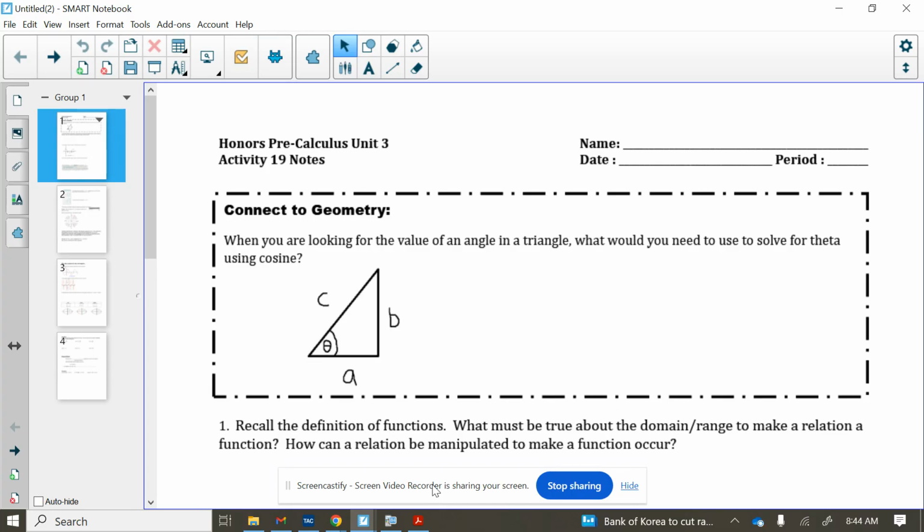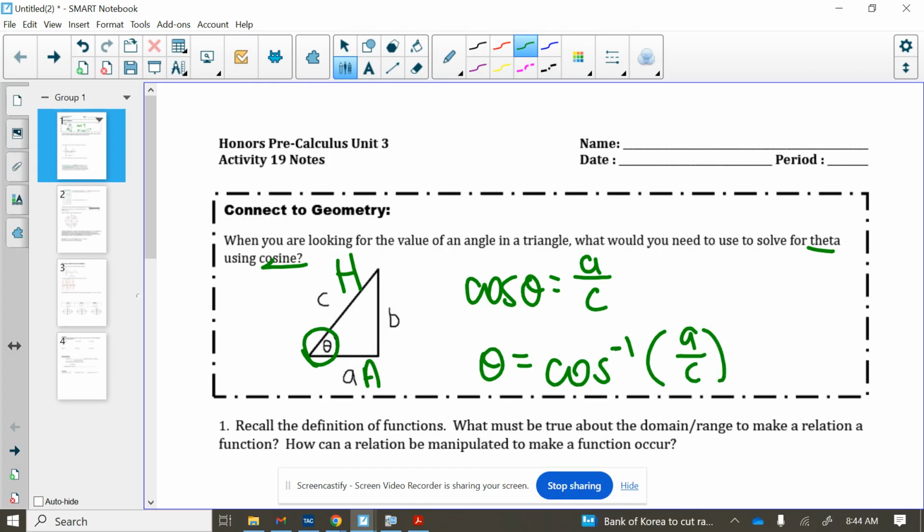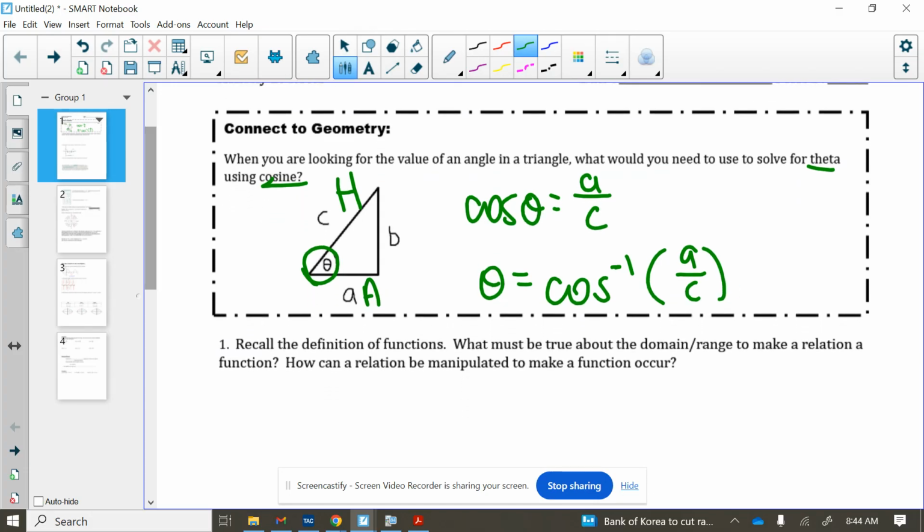If we connect this back to geometry, if we are looking to find the angle measure in our triangle and we want to solve for that theta value using cosine, we'd set this up and say, okay, I'm looking for cosine, so I would use the adjacent and the hypotenuse and set up that ratio: cosine of theta equals A over C. And if I actually was looking to calculate theta, we would need to use the inverse to help us find what that actual angle measure is. So if we are looking for an angle, that's when we would involve our inverse each time, right? We need to use the inverse.